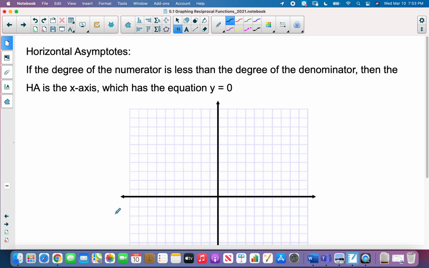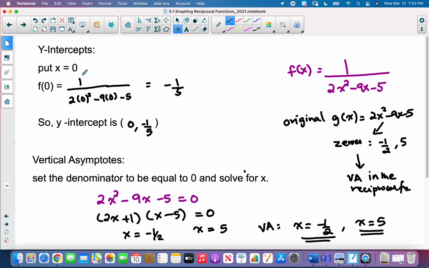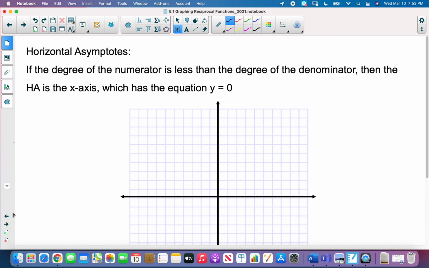So we have found the vertical asymptotes; there are two of them. The horizontal asymptote is going to be the x-axis, which has the equation y equals 0. That is true for all rational functions where the degree of the numerator is less than the degree of the denominator. Here, the degree of the numerator is 0 and the degree of the denominator is 2, so it is less. By default, for those kinds of functions, you'll always have the x-axis, y equals 0, as the horizontal asymptote.